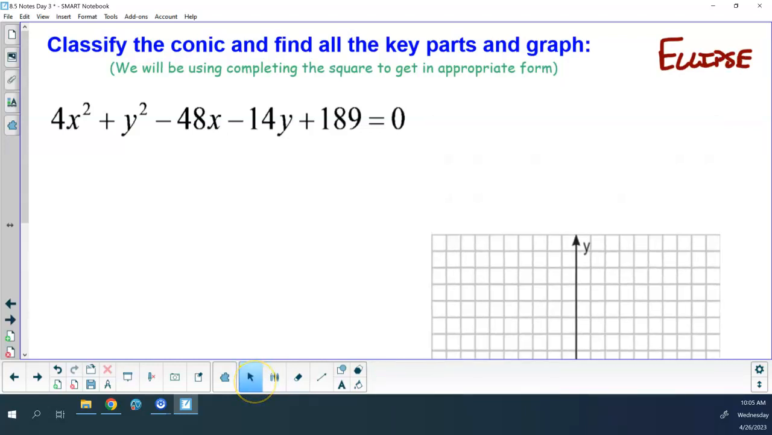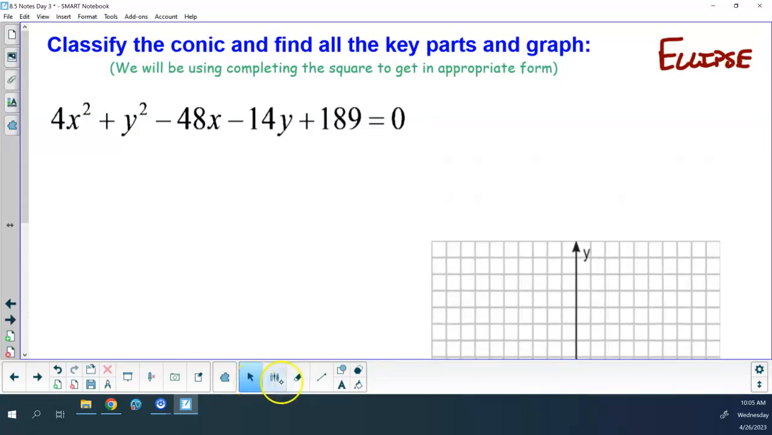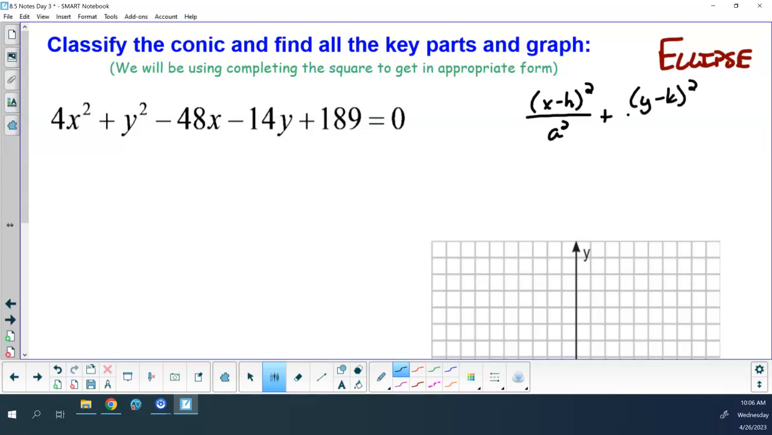So being that it is an ellipse, that means in order for us to graph it, we need to get it in the form (x minus h) quantity squared all over a squared plus (y minus k) quantity squared all over b squared equals what?